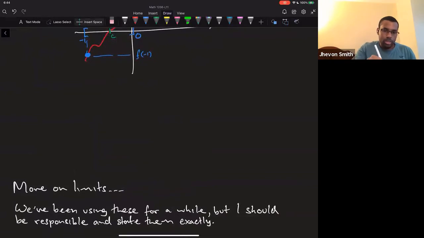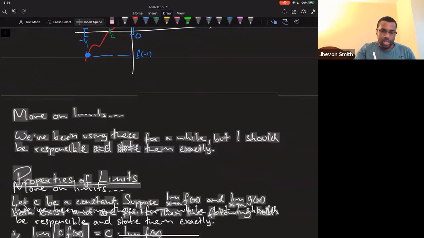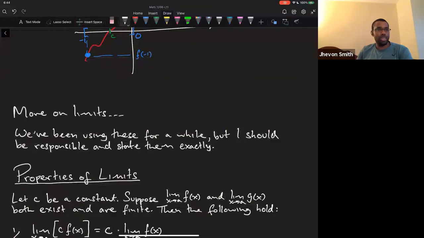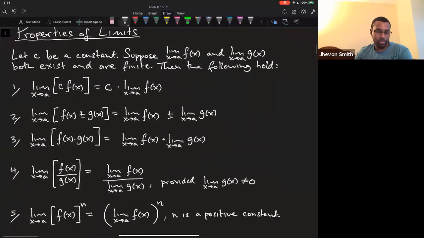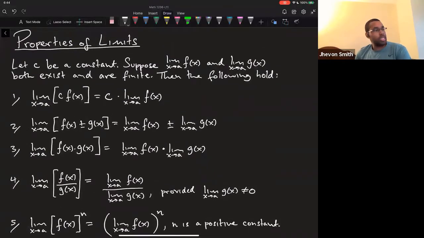Now, some more things on limits. Nothing new to learn, really. I just have to state some things that we've been using in the background, but I never actually explicitly stated them. So I have to be responsible and state these things. It turns out that limits have very nice algebraic properties. And in me telling you how to compute limits, we were actually taking advantage of these properties. So these are just things you should know about limits.